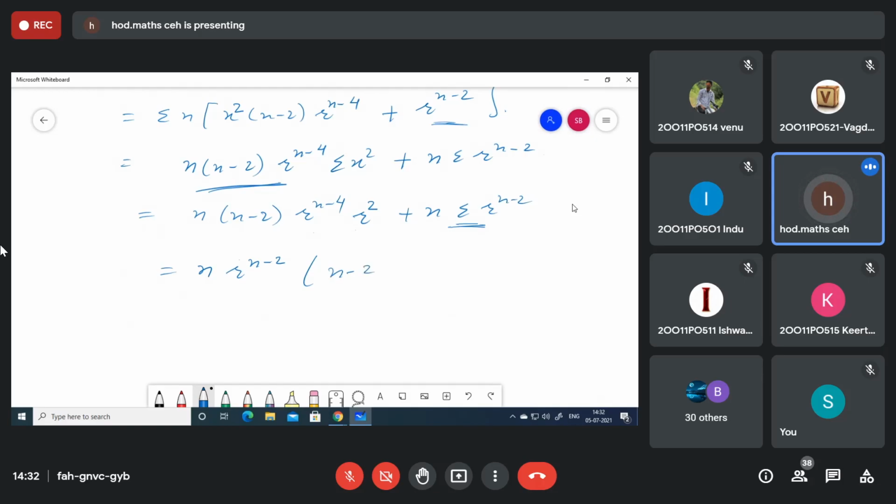N minus 2 plus 3 I will get. N taken common, r to the power, when you solve it, you will get r to the power n minus 2. So from this one I will have n minus 2, from this one I will have 3 times. So if you solve it, you will get n into n plus 1 into r to the power n minus 2. I think this is what we are supposed to prove. Yes, ma'am. So this is how you prove it.